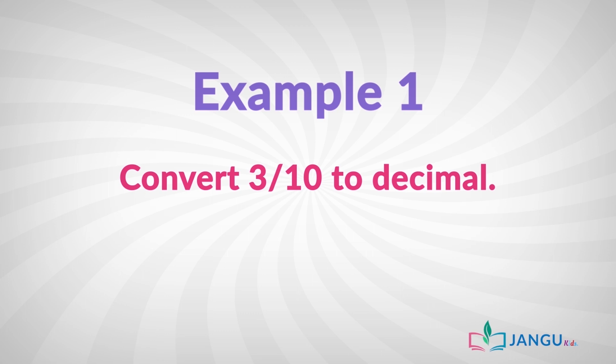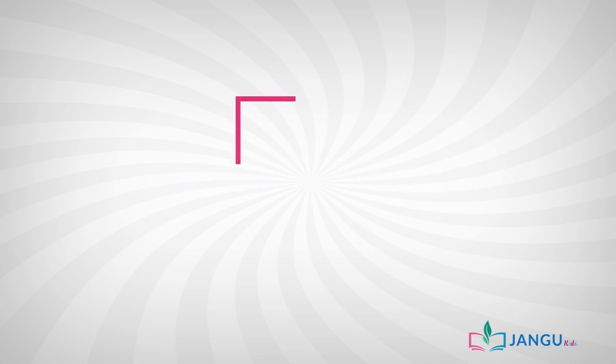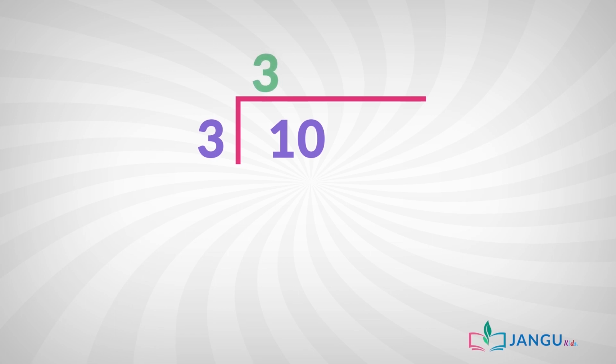In this method, we start by drawing a short vertical line and a longer horizontal line meeting at an angle of 90 degrees. Then we write 3 outside and 10 inside. The next step is to ask yourself how many times 3 can enter 10. The answer is 3, right? So we write 3 on top. Then we multiply 3 by the 3 outside. Our answer is 9. So we write 9 under 10.